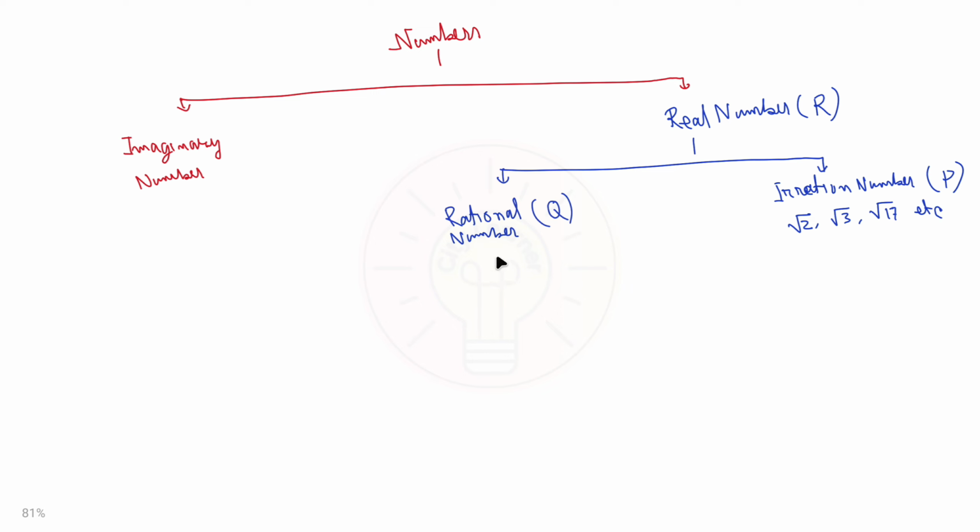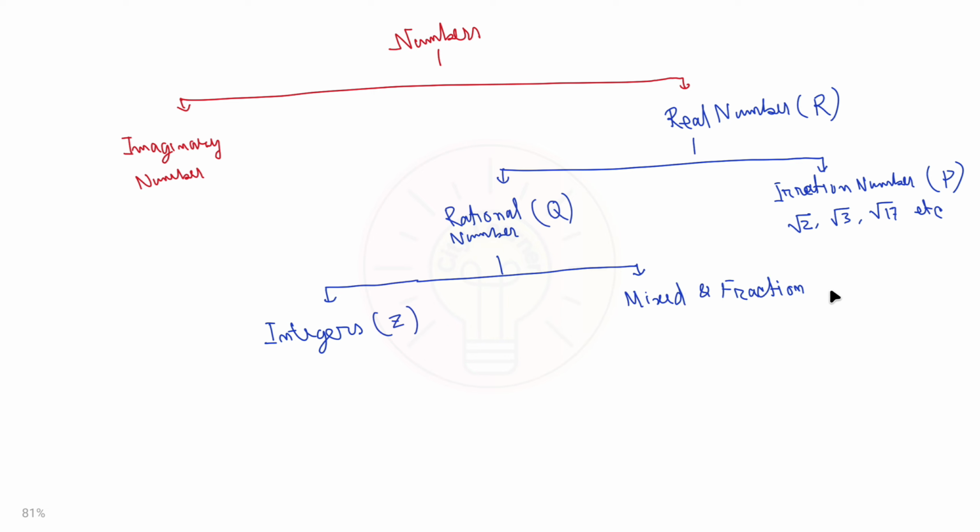Now, after rational numbers. Rational numbers are again divided into two. First one is integers, which is denoted by capital Z. The other one is mixed numbers, fraction numbers or decimal numbers. For example, 2 and 1 by 3, 2.5, 6 by 5, etc.